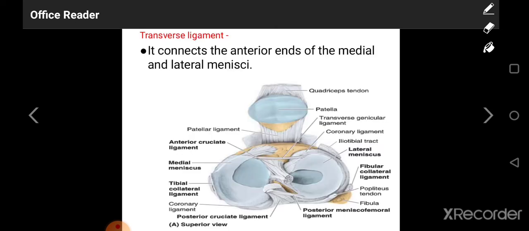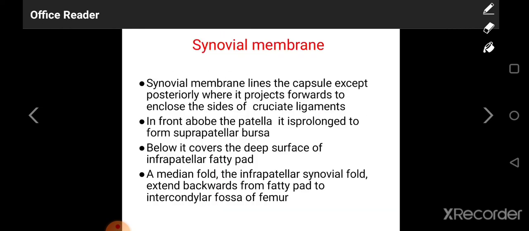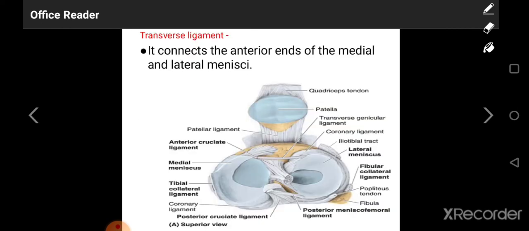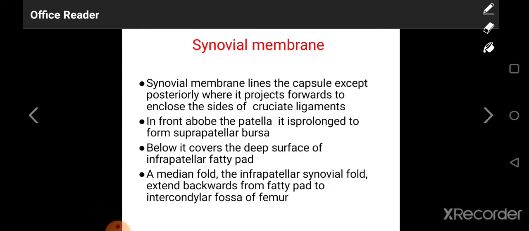Then the transverse ligament. Here we can see the transverse ligament. It connects the anterior ends of the medial and the lateral menisci. Then these were the supporting structures, the ligaments of the knee joint.